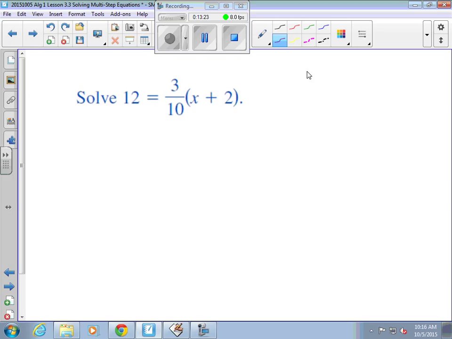Again, one more time. Let's do this one on the back. 12 is equal to 3 over 10 times x plus 2. Multiply by the reciprocal first. Take 30 seconds.